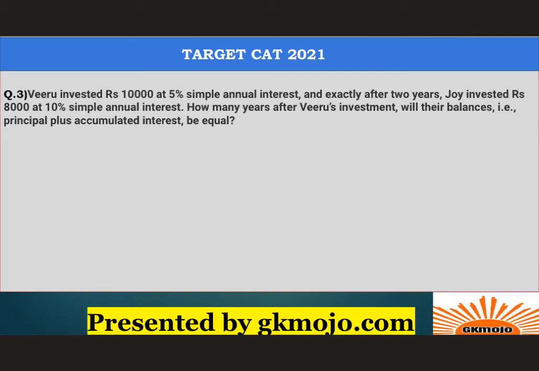Now most of the students, because of this statement, did not attempt this question. Principal plus accumulated interest. Now what is principal plus accumulated interest? It's your amount, right? So it was as simple as they're asking for the amount, when the amount for Viru and Joy will be equal, right? So let's calculate the amount for Viru first, right? So let's suppose their amounts will be equal after x years, right?